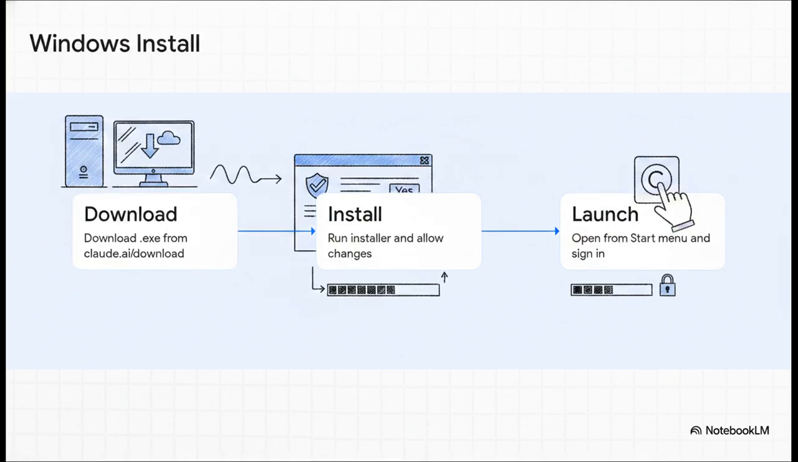Windows users, your path is just as smooth. Download the official exe installer directly from the site, double-click to run it, and when Windows inevitably asks if you want to allow this app to make changes to your device, well, this is the psychological moment you are unlocking the power of local desktop AI. You confidently click Yes. Follow the basic on-screen prompts, hit Install, and click Finish. After that, simply open the app from your Start menu and log in with your credentials. It really is that straightforward.